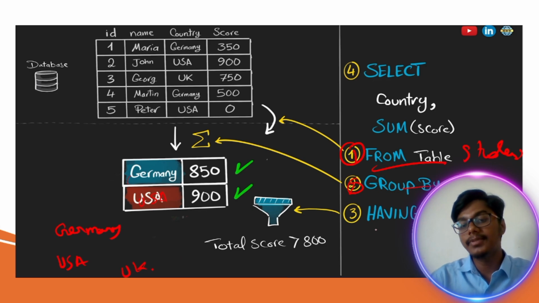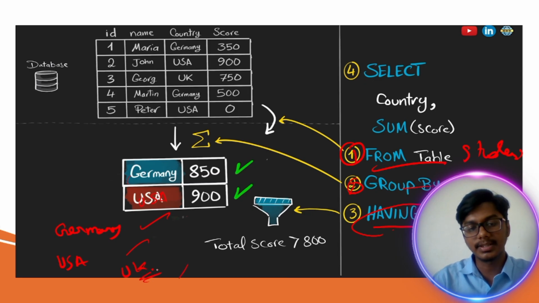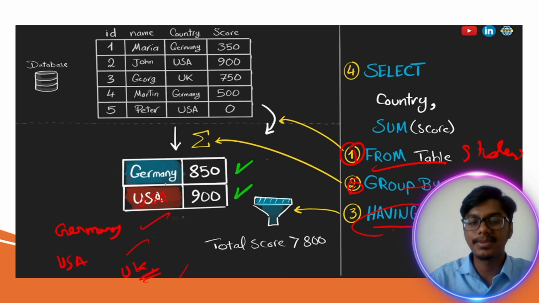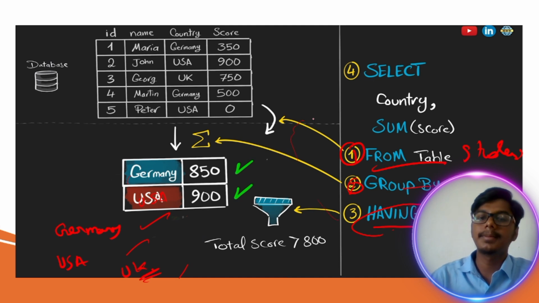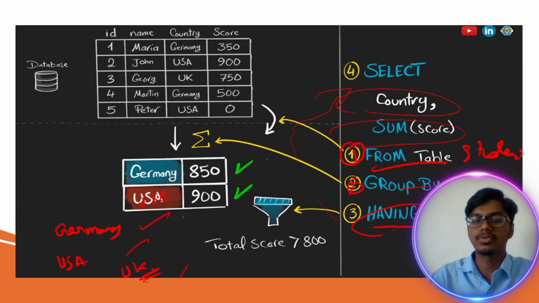After grouping, the third condition, HAVING, comes here: the sum of the scores greater than 800. If Germany's sum of scores is greater than 800, yes, it will come. The USA's sum of scores is greater than 800, yes, it comes. The UK's sum of scores is greater than 800, no, the UK doesn't come. Okay, fine. Germany and USA are available in the output. But the fourth command is which columns I need: I just need the country and the sum of the scores.